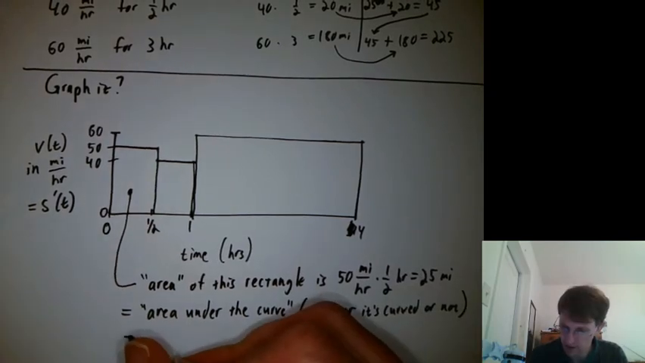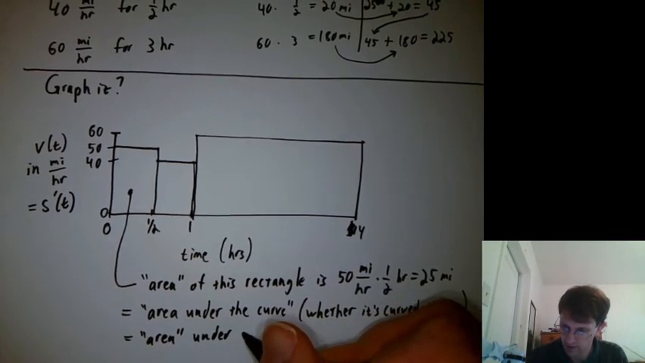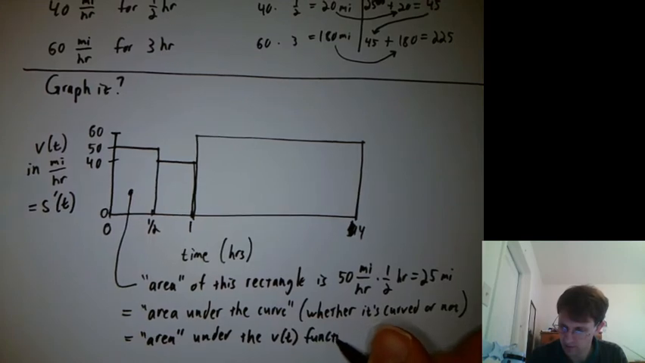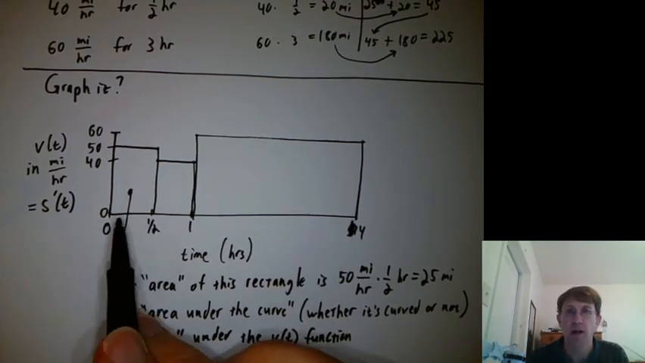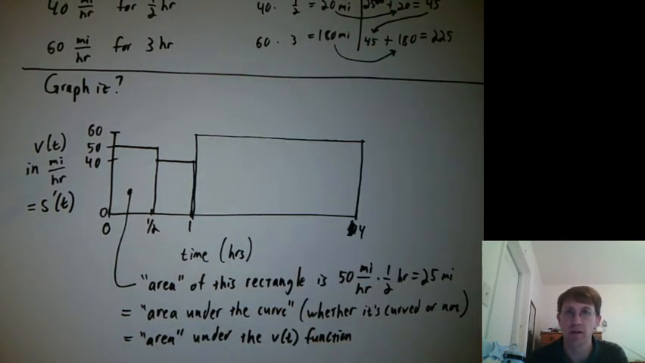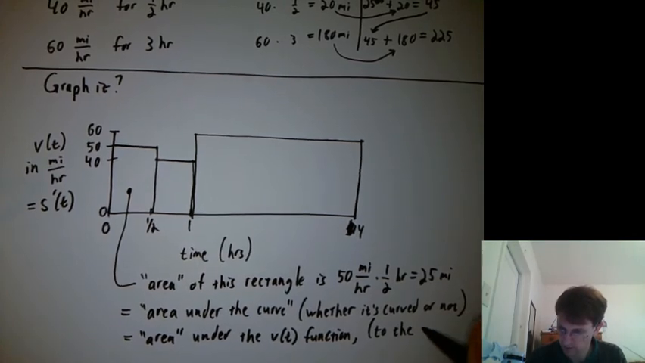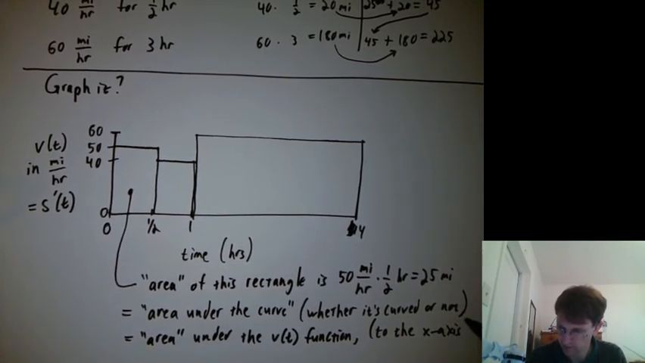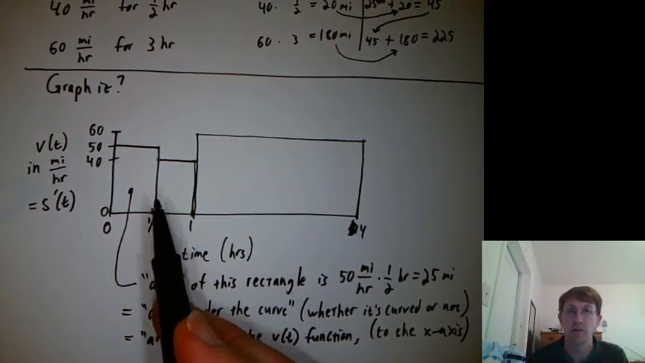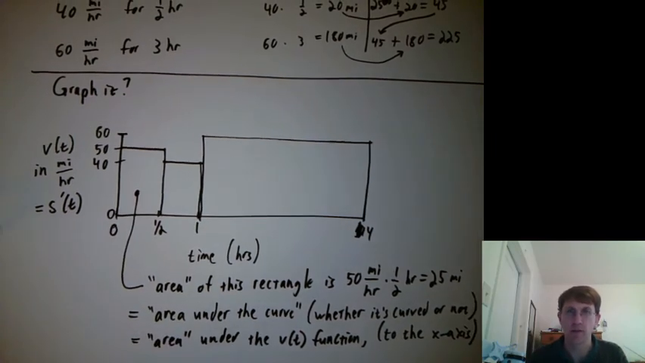Or you could say it's the area under the v of t function, but stopping at v equals 0 or at the x-axis. We're not going all the way down to negative infinity. Now I'm putting area in quotes here because it's not really area. In this case, it's miles. But if you're writing stuff out in the homework, you don't have to put area in quotes. I'm not going to be picky about that.